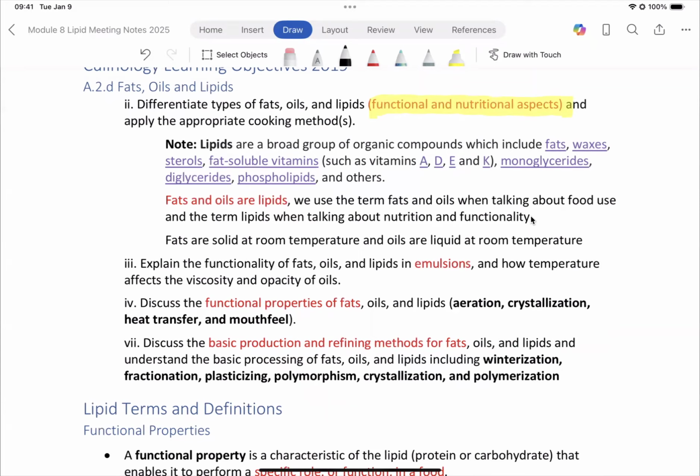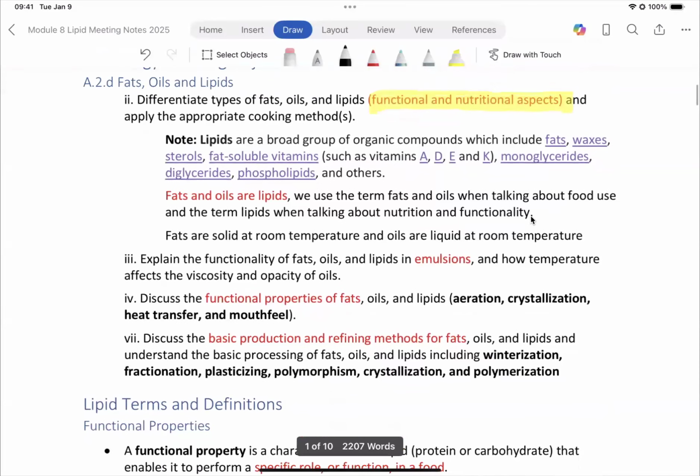The definition of lipid includes fats, waxes, sterols, which are like cholesterol, the fat-soluble vitamins, and mono-, di-, and phospholipids. So those are lipids. I didn't like the way that was written, so I just added a little bit to clarify that.